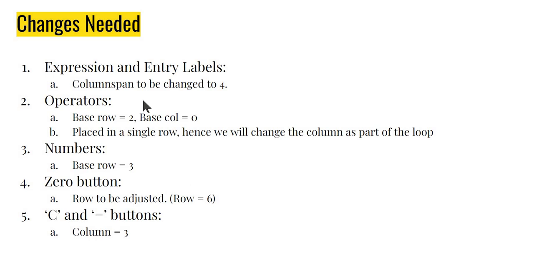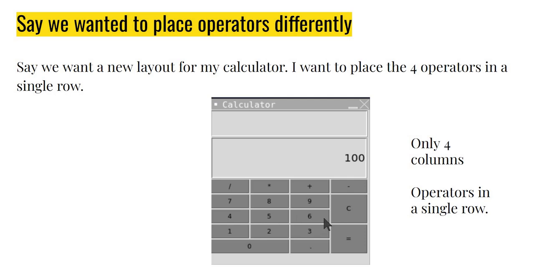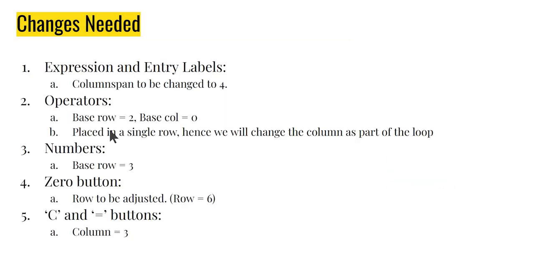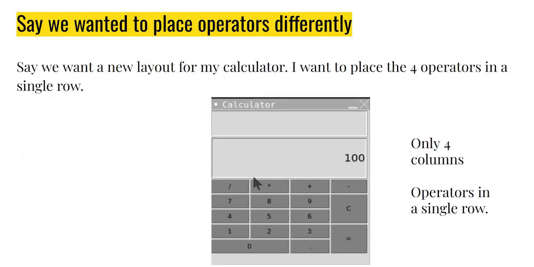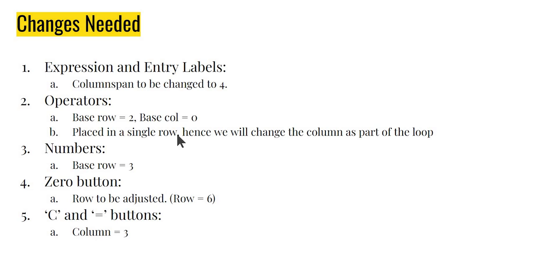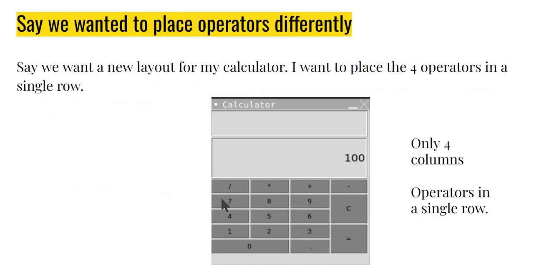For the entry and expression labels, now the column span will be 4 and not 5 because, as we see here, there are only 4 columns. For the operators, remember now we are placing them in a single row in row number 2. So I'm going to set the base row to 2 and base column to 0. But instead of changing the row index, I'll change the column index as part of the loop. For the numbers, nothing much changes really. All I need to do is to say my base row is going to be 3, and that's pretty much it because this entire set gets set from the for loop anyway.